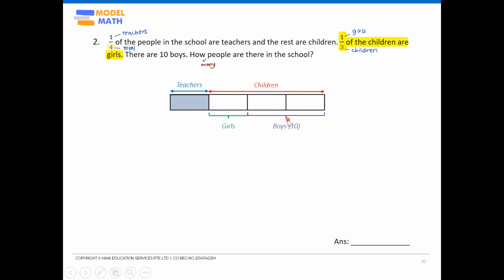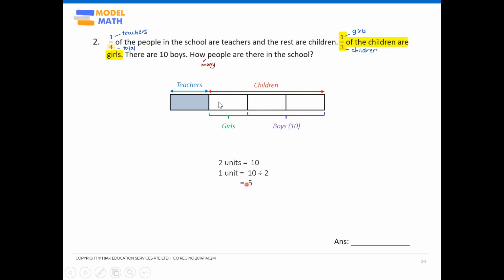Once your model is done, you notice that now you can start working with the 10 boys. How many units is the 10? As we can see, it's the 2 units. So 2 units is 10. Always find the value of 1 unit next. So 1 unit will be 10 divided by 2, which will be 5 people.